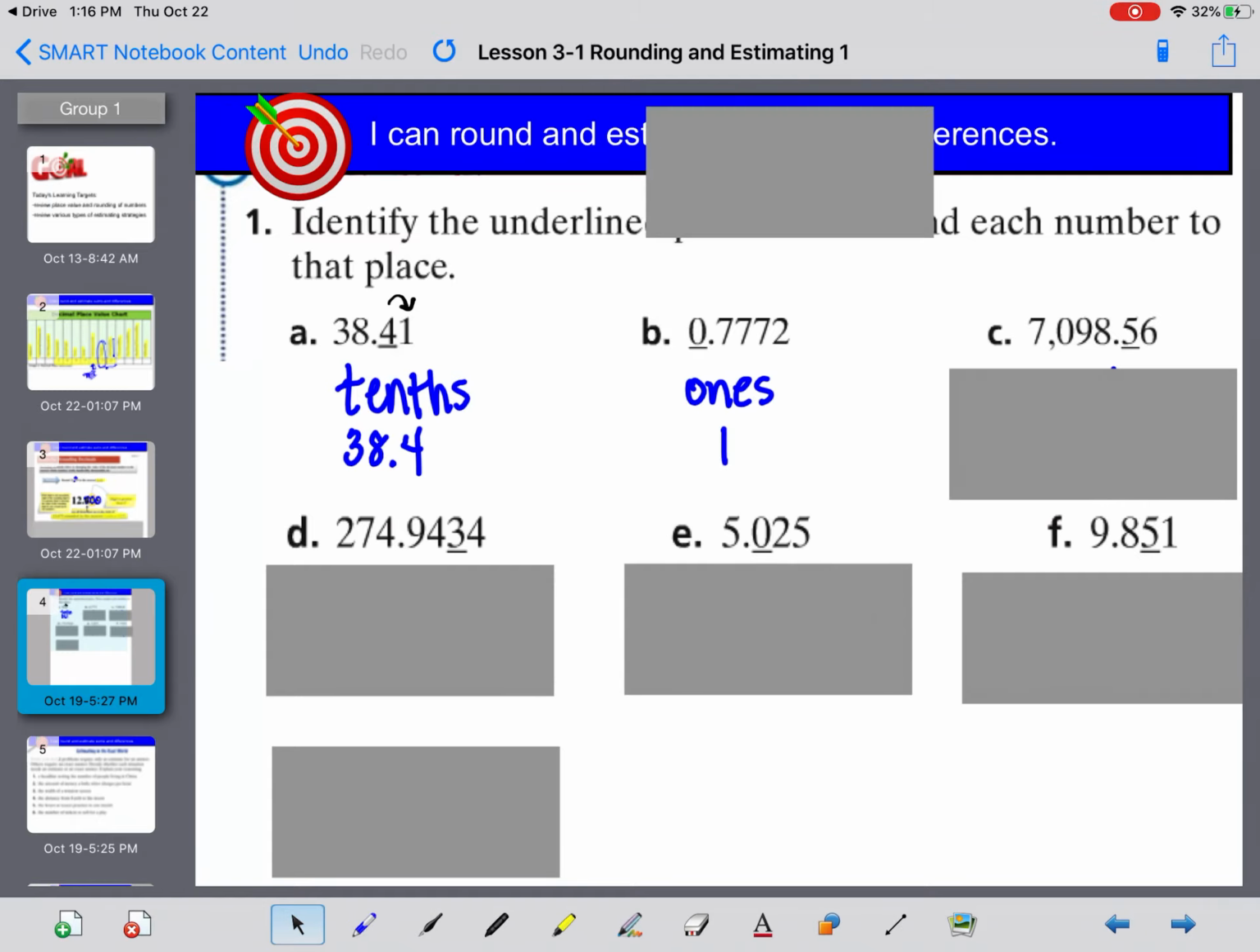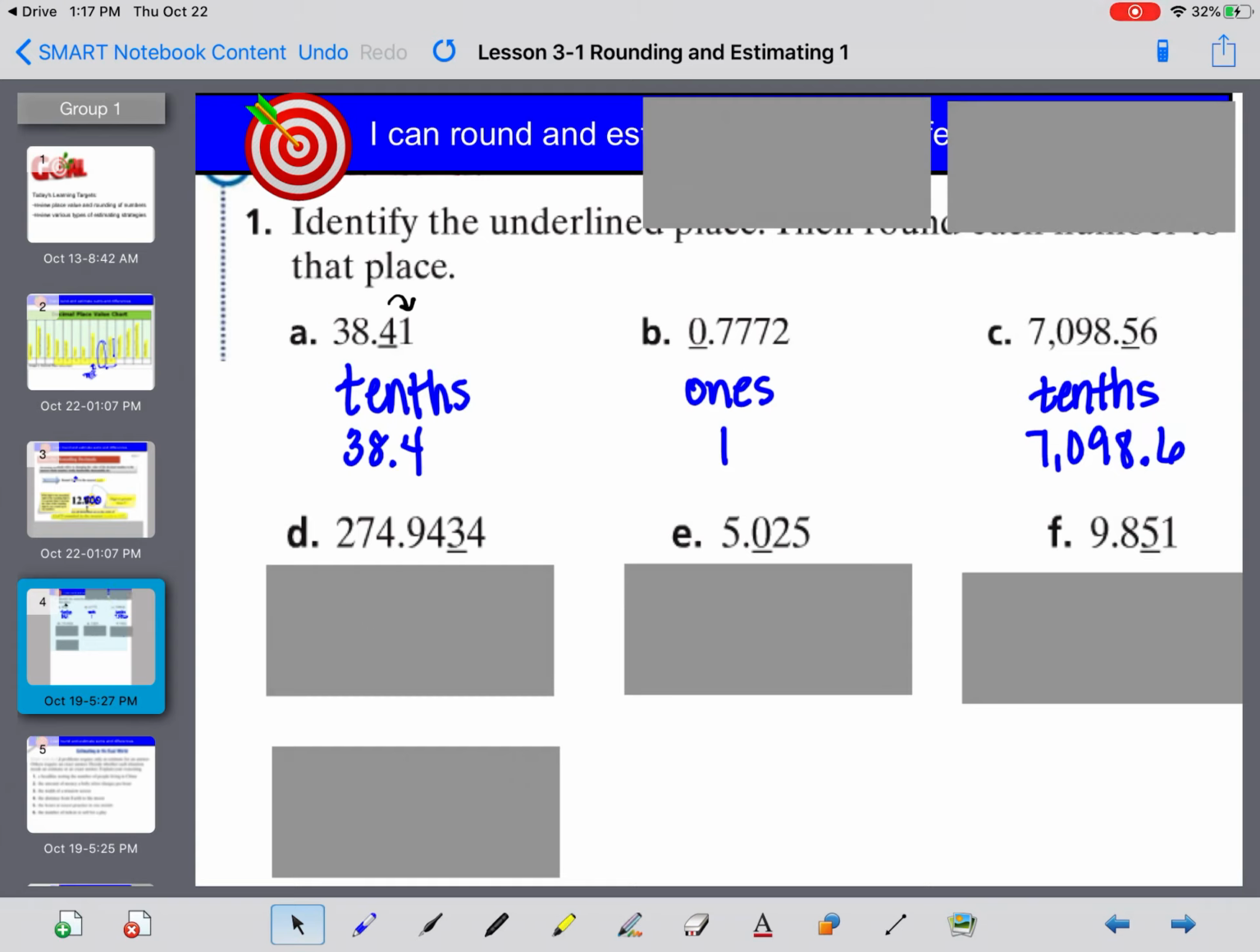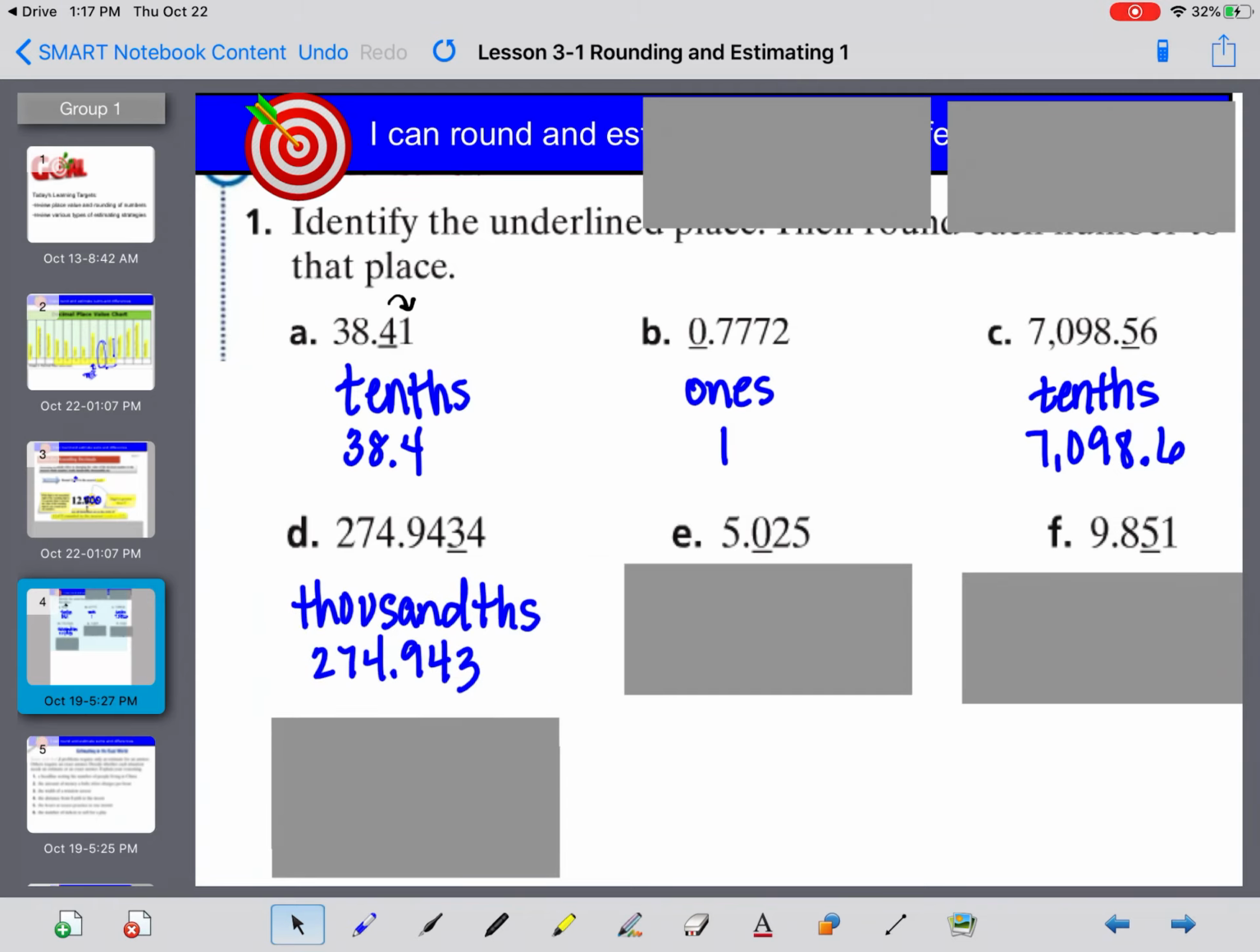Hopefully you've had a chance to do all of these. B, the underlined value is the ones place. When I round it, I get 1. In C, the underlined value is the tenths place, and 7,098 and 6 tenths is my rounded value. D, the underlined value is in the thousandths place, 274 and 943 thousandths. Nope, thousandths. I said that wrong. 943 thousandths. My bad. E, the 0 is in the tenths place.